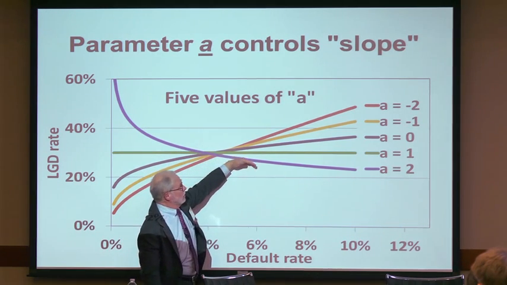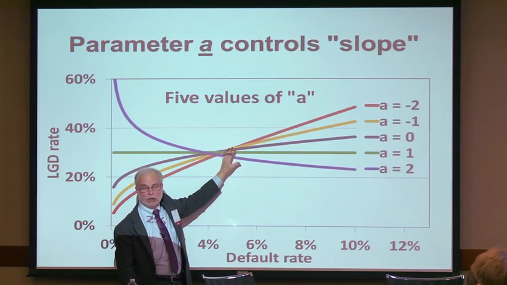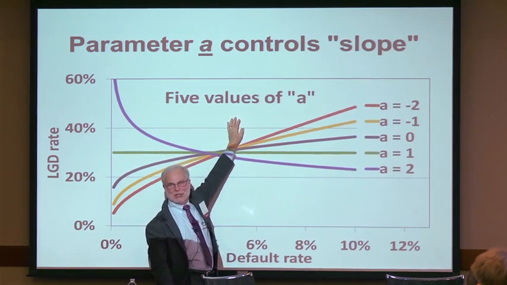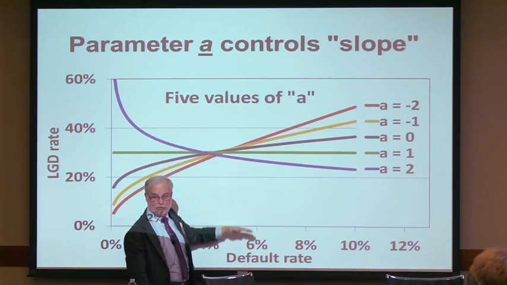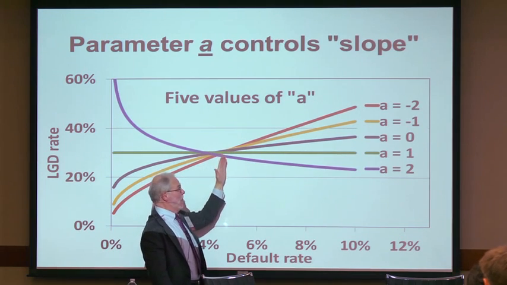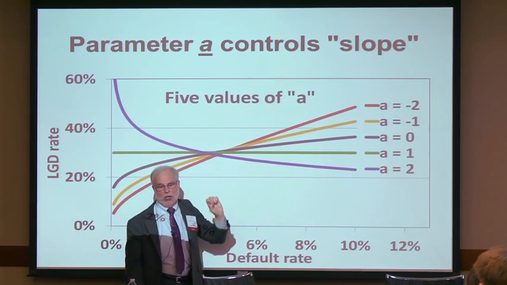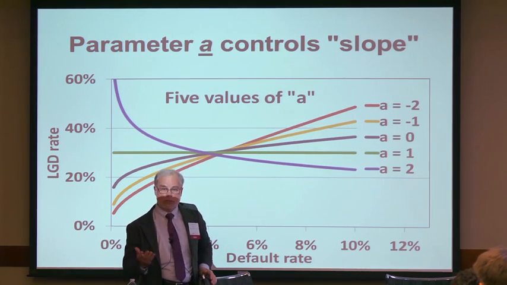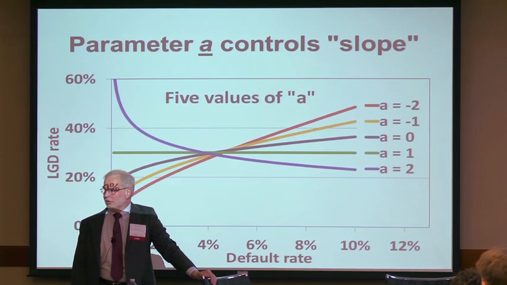And so there are these five here, and these all have expected LGD of 30%. There'd be another suite of these lines that have an expected LGD of 50 or 20 or whatever you want. You can still move up and down, and this A lets you crank around. That's the thing. It lets you estimate a slope as well as a level to the LGD default relationship. Does that make sense? Did I say that confusing enough, or does somebody still understand me? We okay here?